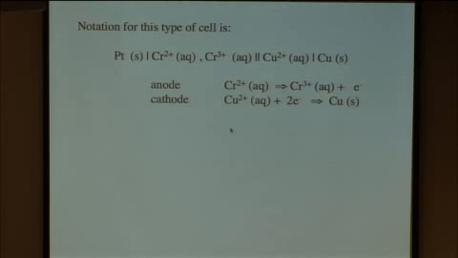And then here are our two equations. At the anode, we have chromium plus 2 aqueous going to chromium plus 3 aqueous and an electron. At the cathode, we have copper plus 2 aqueous and 2 electrons going to copper solid. So those are our 2 equations and how we would write that down.